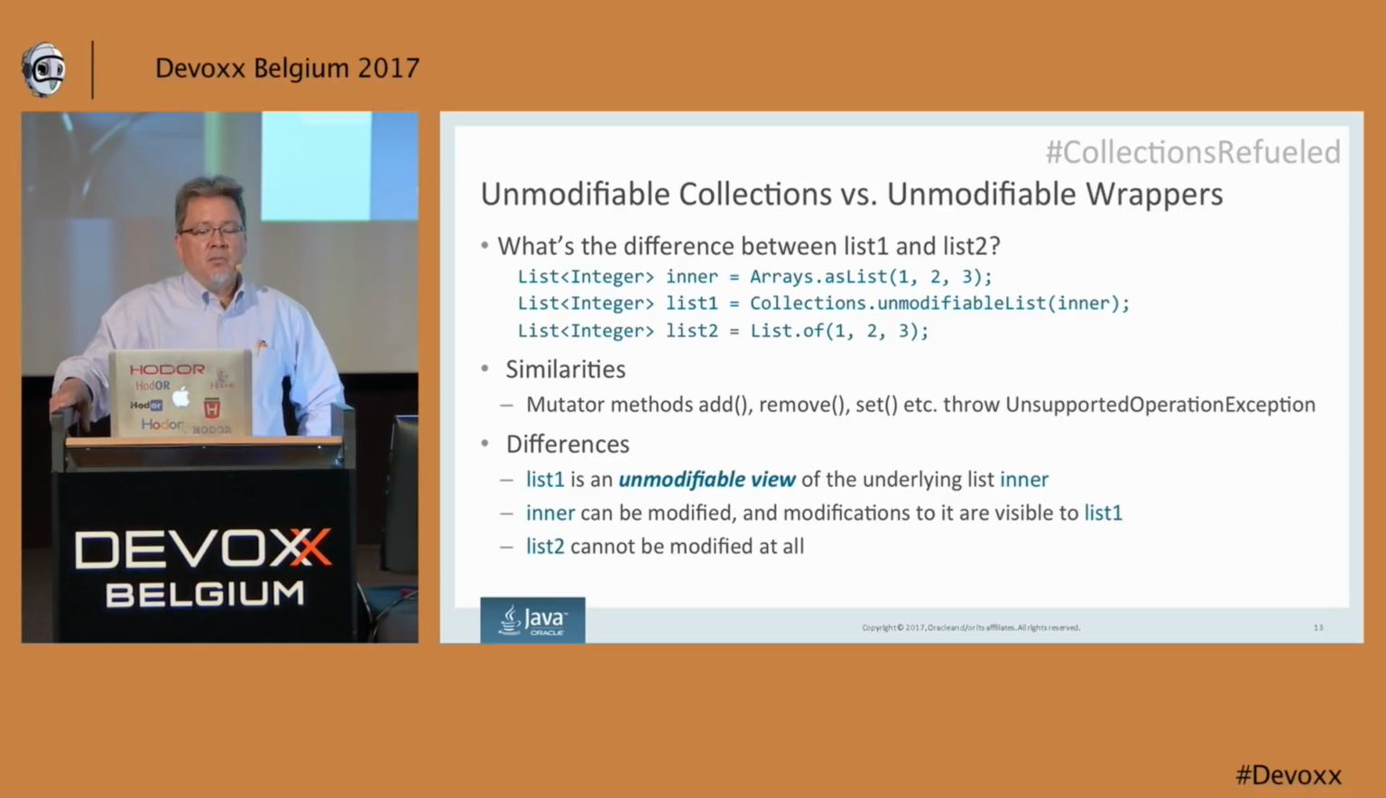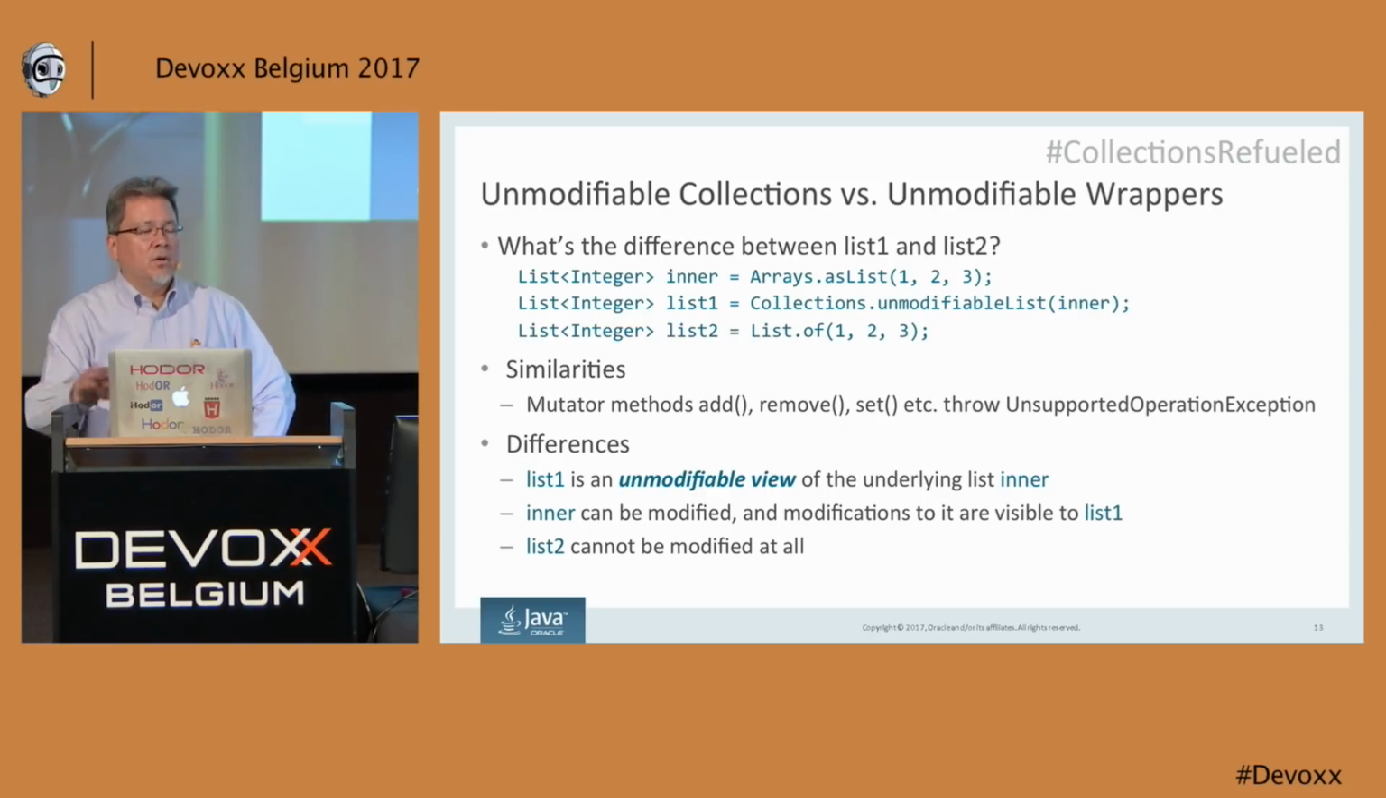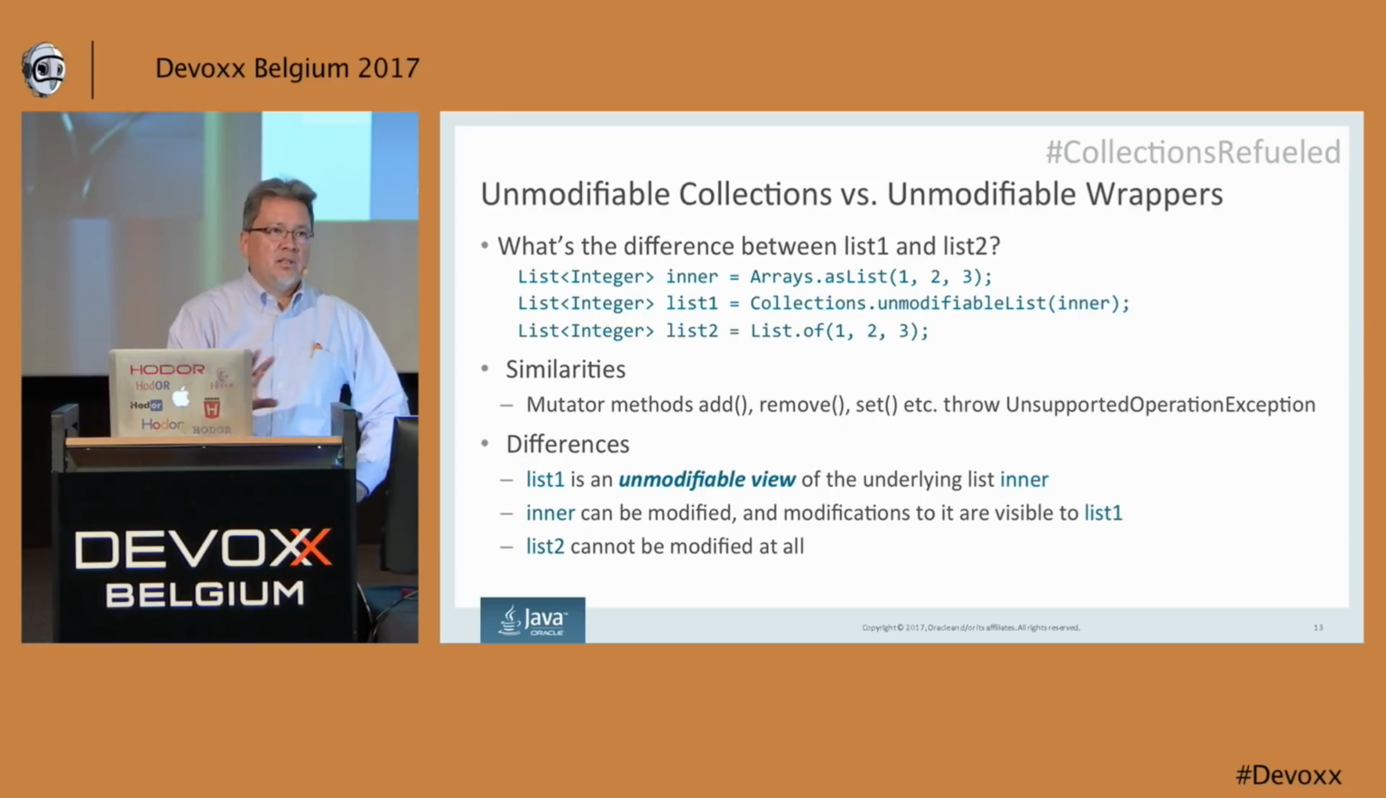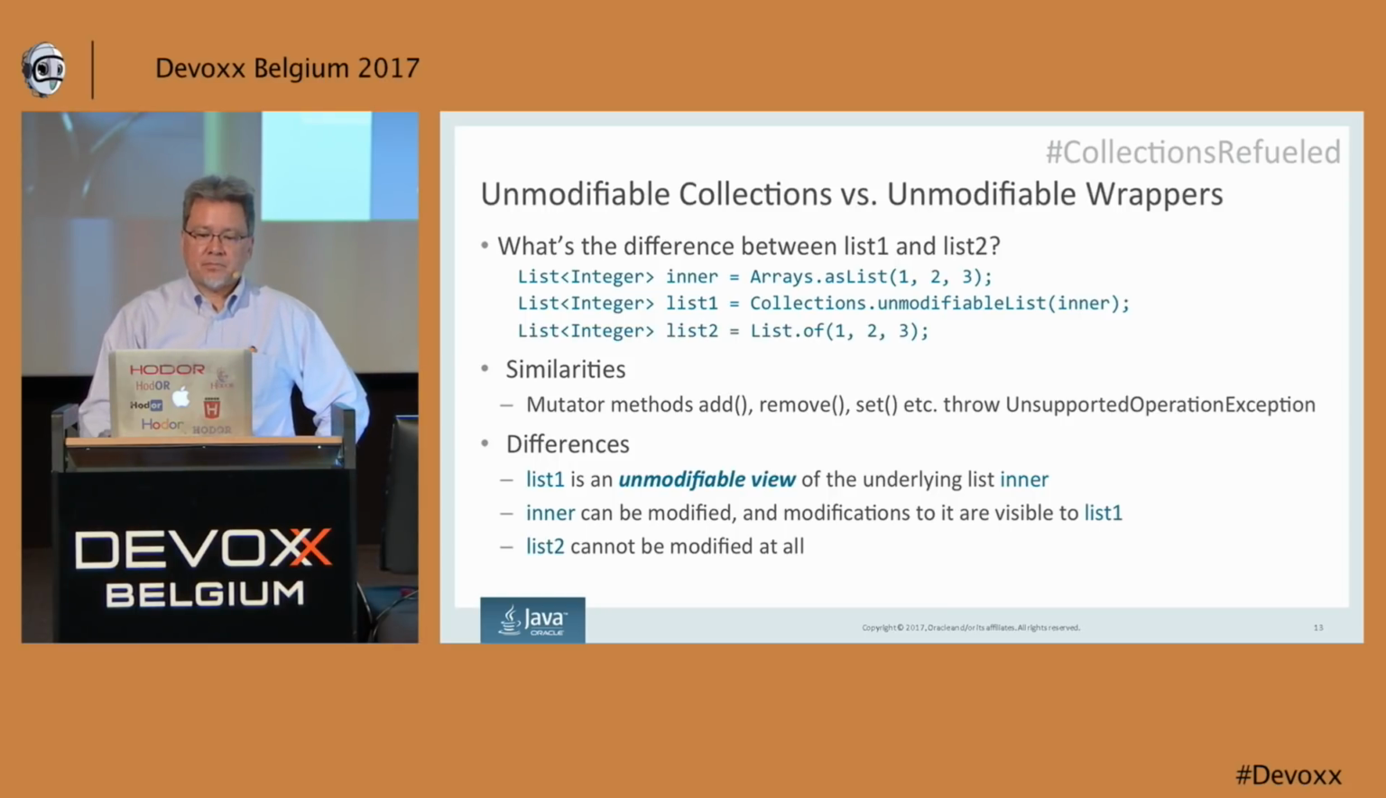But list1 is an unmodifiable view of the list named inner. So you can go in and change that, and that change will be visible in list1. That's what we mean by an unmodifiable view. Whereas list2 cannot be modified at all. Not only can you not change the contents with add or remove, but since the members are integers, which are immutable, the whole thing is immutable. But again, you have to be a little careful. If you want the whole thing to be immutable, don't put mutable data into one of these lists.